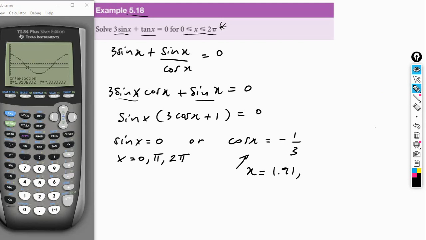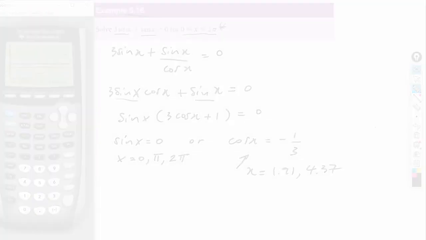And now we go and find the second solution. Number 5, intersect. So first curve, let's move close to the other intersection. First curve, hit enter. Second curve, hit enter. Guess. And there is the other solution, which is going to be 4.37 to 3 significant figures.